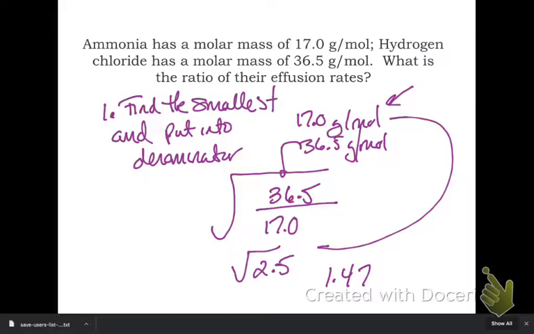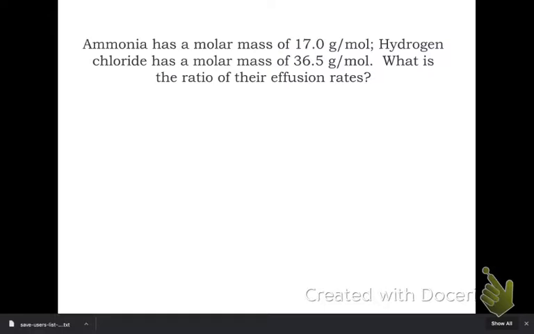It's really not difficult. You just plug in your values as you were told. Put the smaller one on the bottom, and it makes it easier to phrase your answer. So we would say then that ammonia travels 1.47 times faster than the hydrogen chloride. And we'll be able to see that too in a virtual lab that you're going to do.